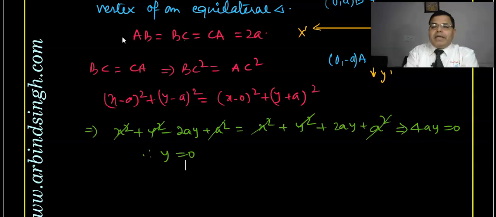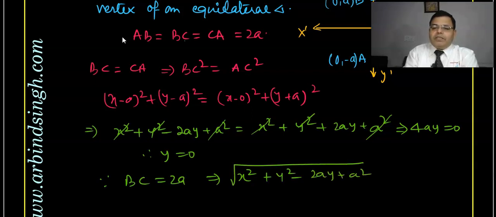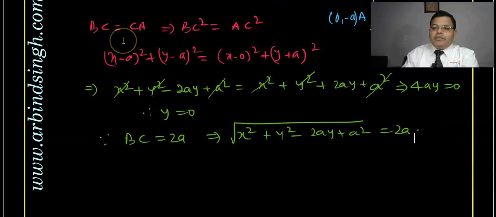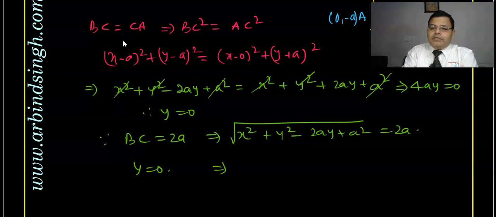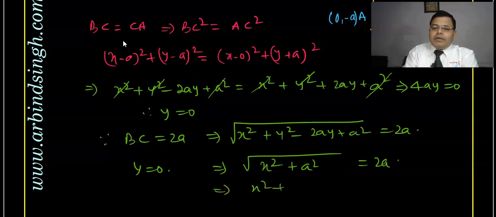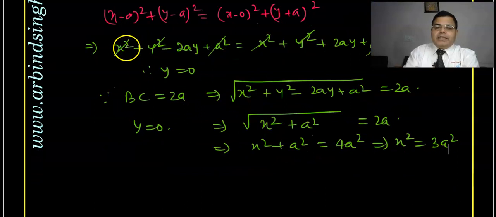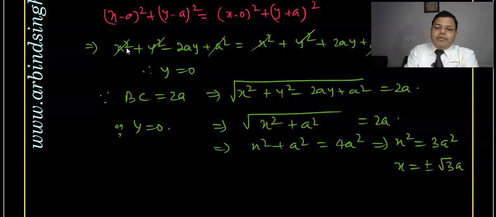Now you can proceed from any one of them. BC is also equal to 2a. Since BC is equal to 2a, again I can apply the formula: BC is the square root of x square plus y square minus 2ay plus a square, and that is equal to 2a. If I use y is equal to 0, then this will be the square root of x square plus a square is equal to 2a. On squaring, x square plus a square is equal to 4a square, and therefore x square is equal to 3a square, and hence x is equal to plus minus root 3 a.